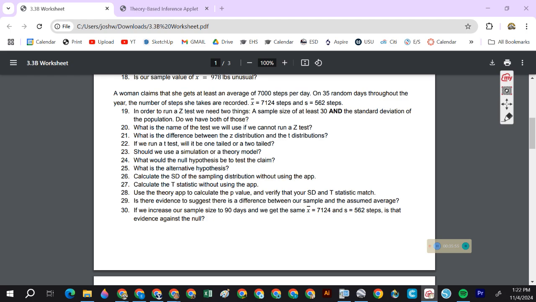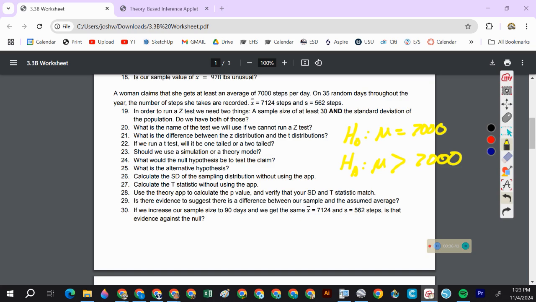Okay. Should we use simulation or a theory? We're going to use theory. In fact, we're always going to use theory when we do a t-test. Okay. What would the null hypothesis be? So H naught says what? What variable are we going to use for population average? Mu. So mu is equal to 7,000, and H sub A says mu is greater than 7,000.